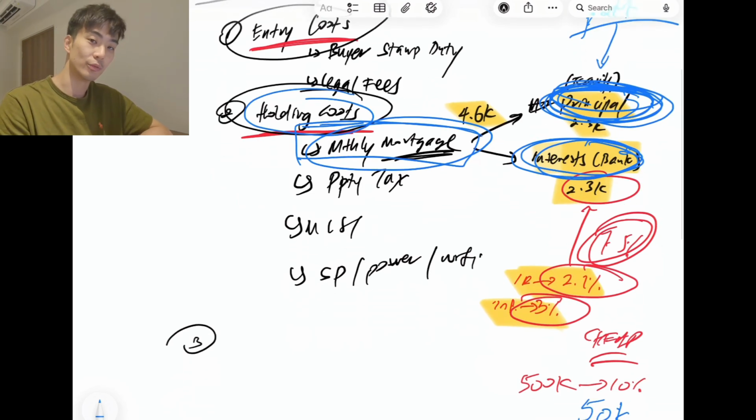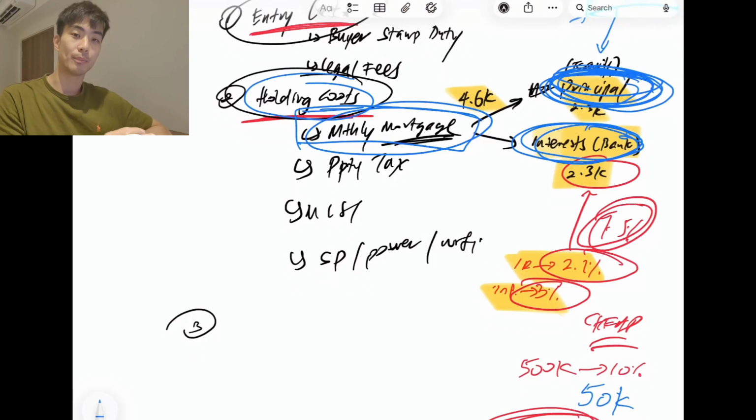So this is just one more thing to note for property, especially if you're buying a property that you do not have to stay in, and you decide to rent out. This is a huge benefit.